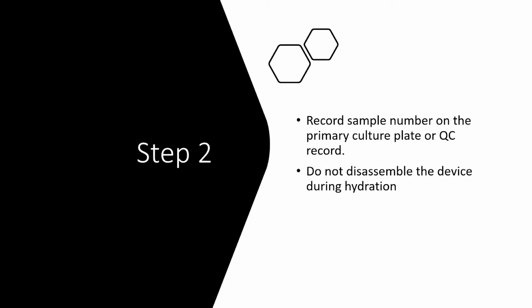So please remember to record the sample number on the primary culture plate before the sample is opened. Should I say, don't disassemble the device until the actual sample is hydrated, because obviously you'll see in the next step, once you crack the ampule in the top of the device, the hydrating fluid then leaks down and hydrates the lyophilized pellet at the bottom of the tube. So it's important that the sample is not opened until that is done.